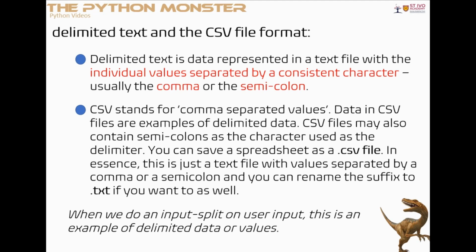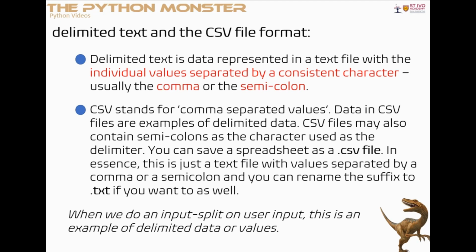So delimited text is data represented in a text file with the individual values separated by a consistent character, usually the comma or the semicolon. Now there are other possibilities, but the only thing you need to be concerned about, or are likely to use or come across, is either the comma or the semicolon. We call these special characters delimiters, strangely enough, and you would have seen this before, because when we ask a user to give us input separated by commas on one line, and we call that an input split, that of course is a classic example of delimited data, and it's separated by commas.